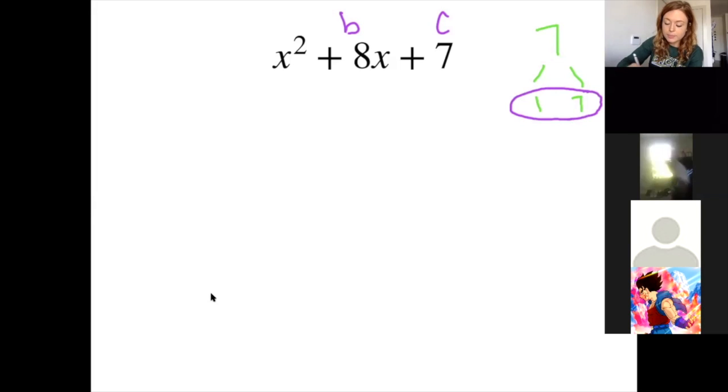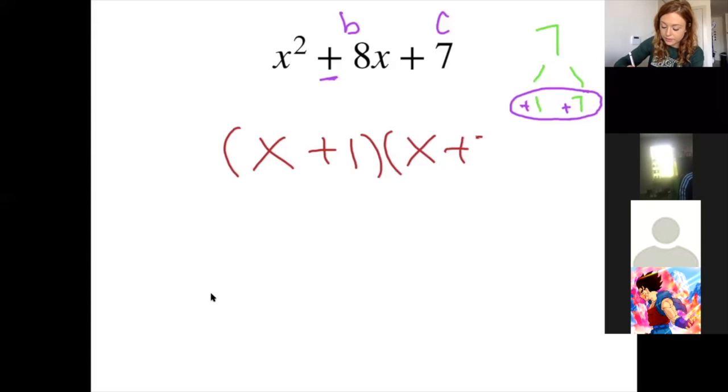And because this is positive, they would both be the same sign. And then this positive sign means that they're both going to be positive numbers, because positive 1 plus positive 7 gives me positive 8. Okay, so then we just write it out in factored form. Take your x plus 1 and another x plus 7, and that's your final answer.